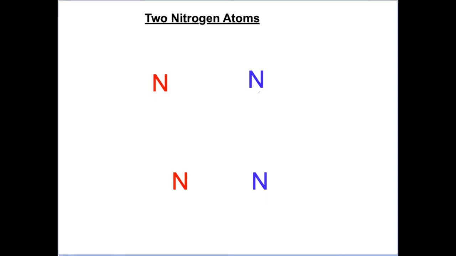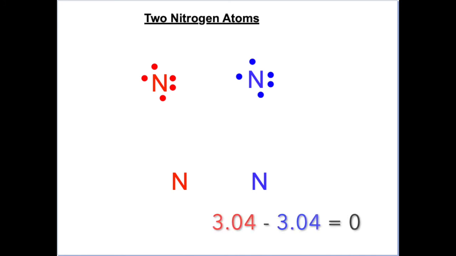Here is another example, 2 nitrogens bonding together. Each nitrogen has 5 valence electrons, and each needs 3 more to fill their outermost shell and become stable. Both nitrogen atoms are pulling on 3 of the valence electrons from the other nitrogen atom. From the periodic table, we can see that both nitrogens have an electronegativity value of 3.04. The difference is 0. They will form a nonpolar covalent bond.